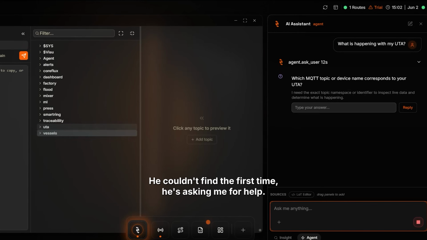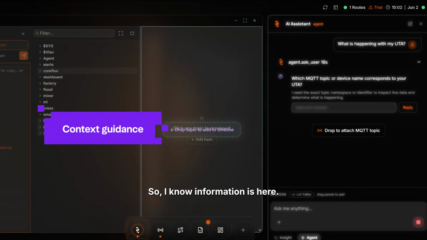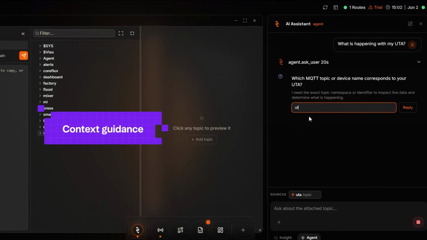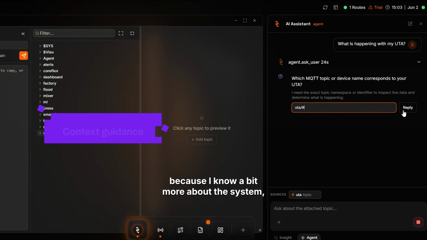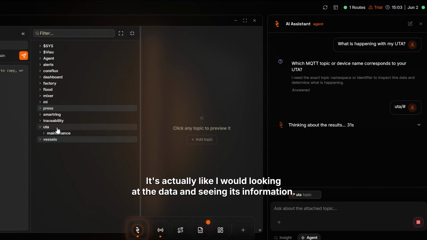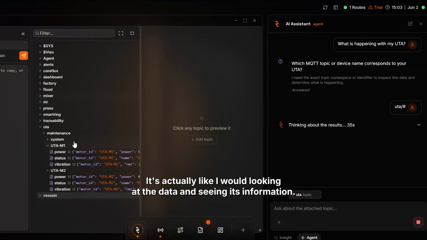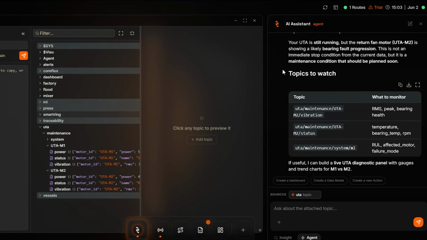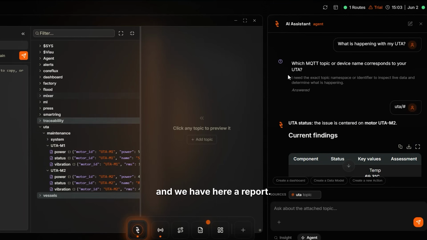It couldn't find it the first time. It's asking me for help. So, I know the information is here. I can add information about the topic because I know a bit more about the system, and it'll look at everything inside, exactly like I would looking at the data and seeing its information. So it is discovering what is needed, and we have here a report.